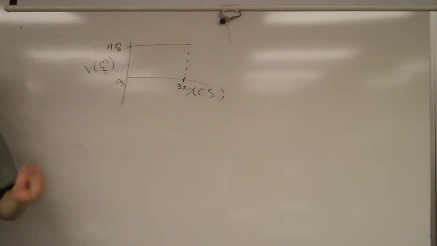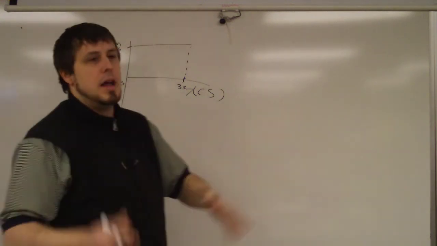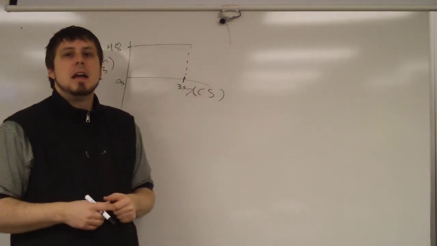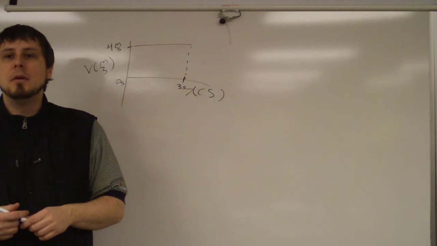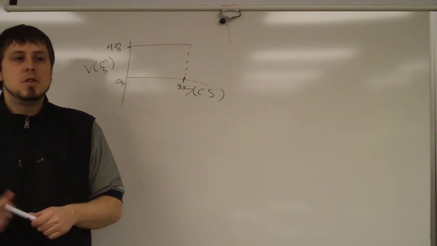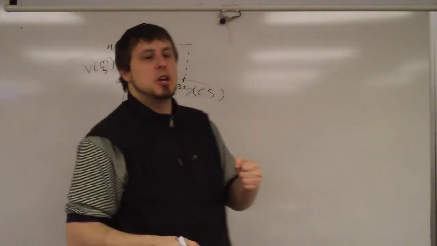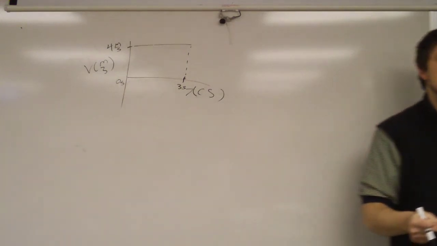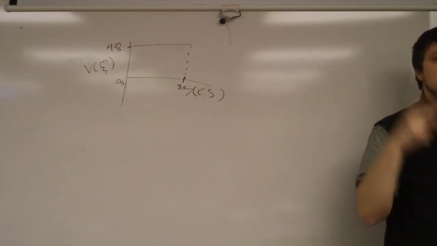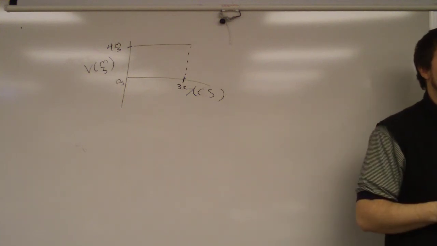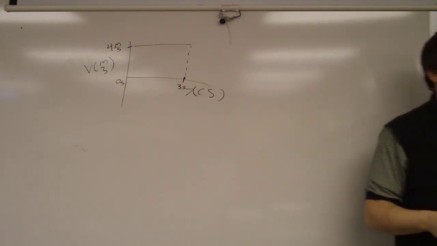Can somebody tell me, if you drive a car, or you run, or a bicycle, or whatever, and you're going at 4 meters per second for 3 seconds, how far did you go? 12 meters. Let me make it simpler. Let's say you're in a car, you're driving 50 miles per hour for 2 hours. So you're going 50 miles per hour, and you drive for 2 hours. How far did you go? 100 miles.